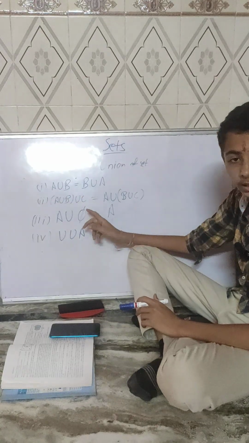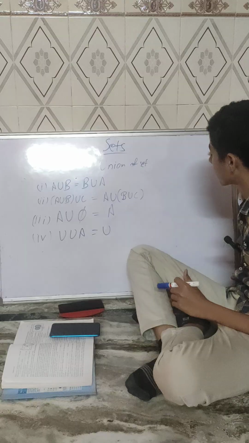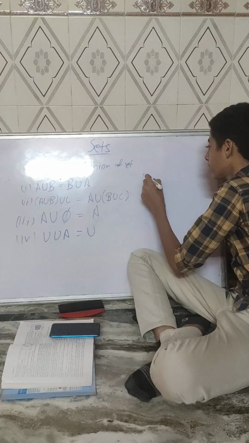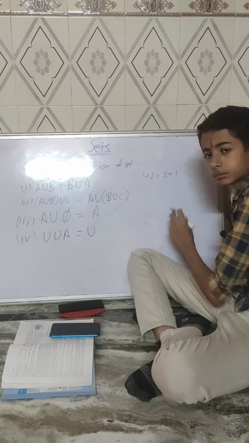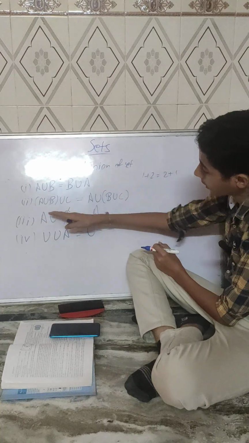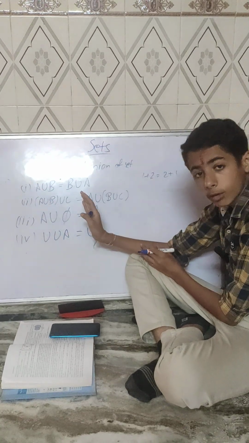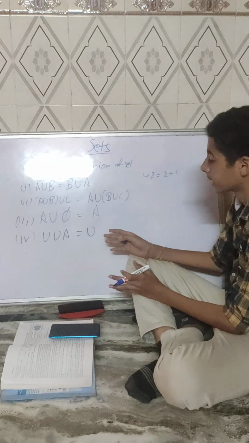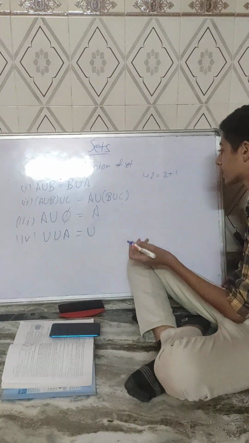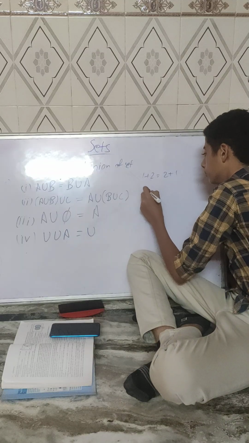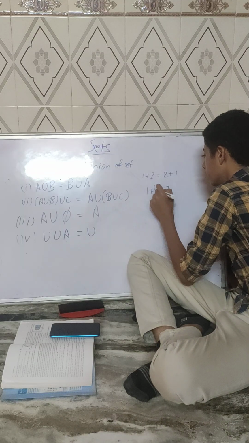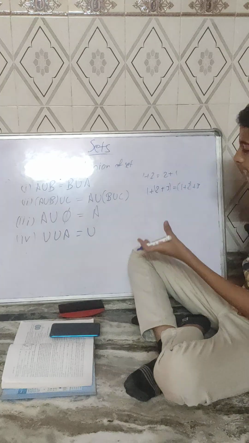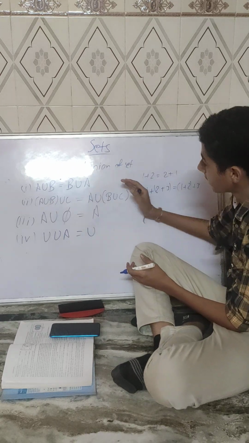First is A union B is equal to B union A. It is the same as the commutative property, like 1 plus 2 is equal to 2 plus 1. They are both the same. Then we come across A union B bracket close union C is equal to A union bracket B union C bracket close. It is the same as the associative property, like 1 plus 2 bracket plus 3 is equal to 1 plus bracket 2 plus 3. The same goes for these properties of union of set.